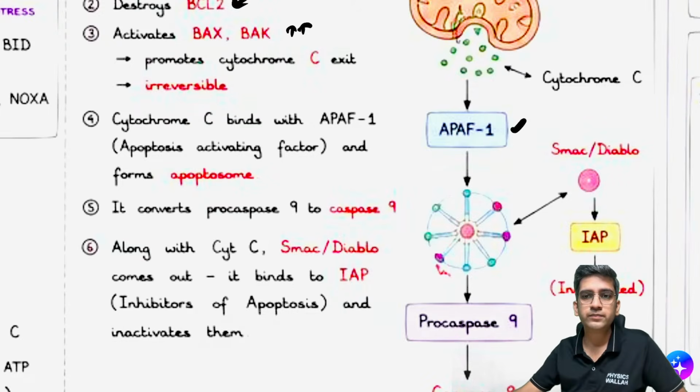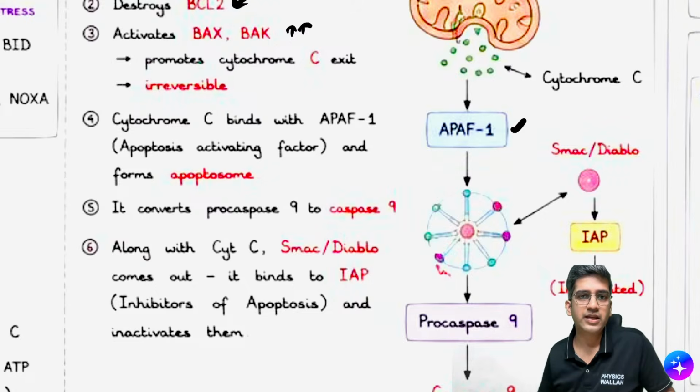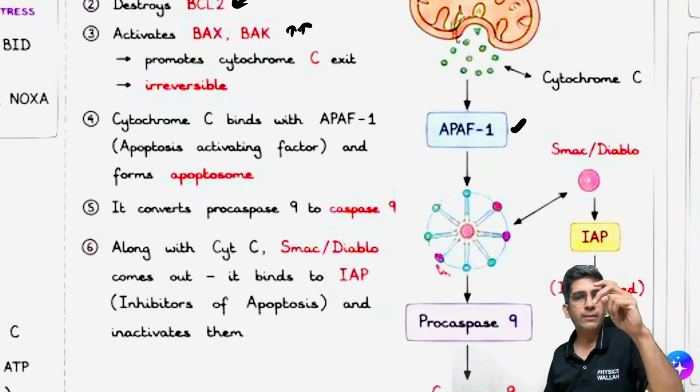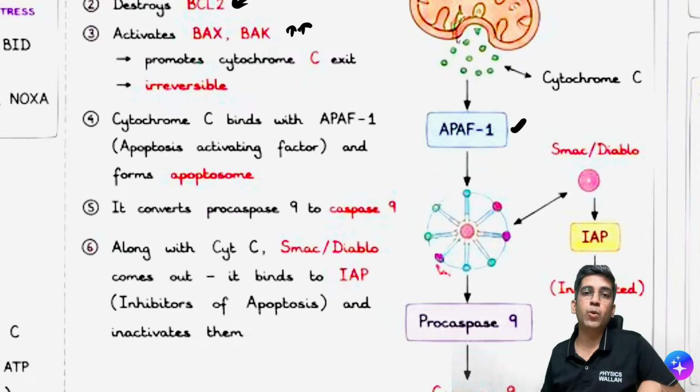BCL2. The answer is BCL2. Fine. APAF1 will bind to it. So APAF1 and cytochrome C will form a complex called an apoptosome.